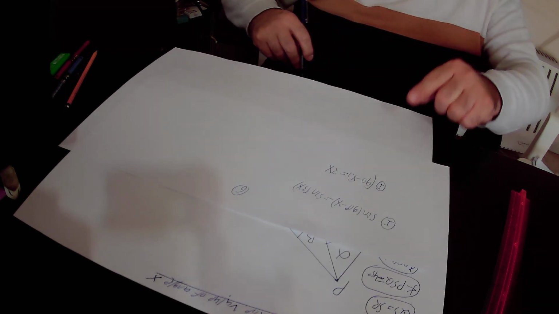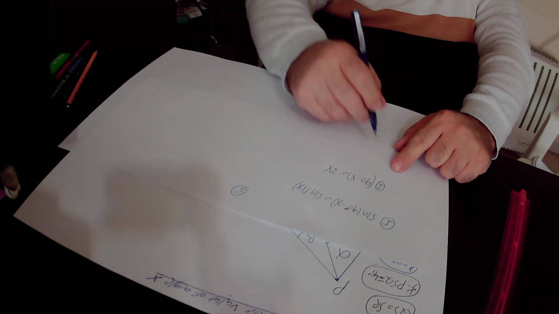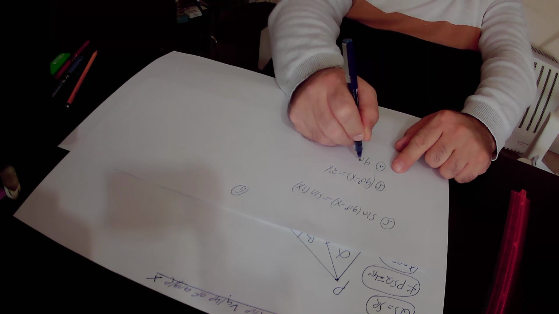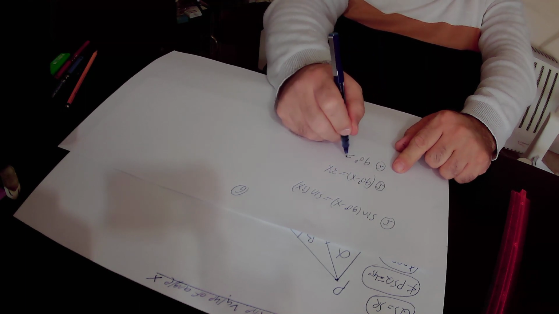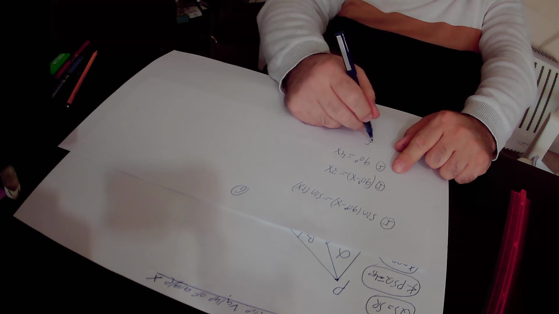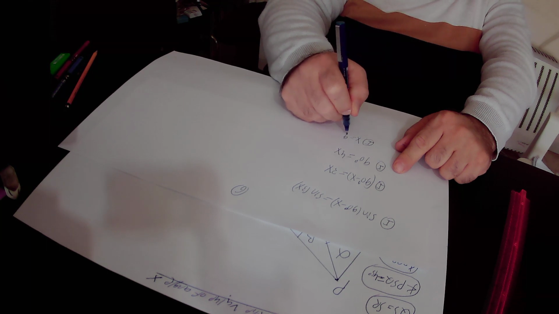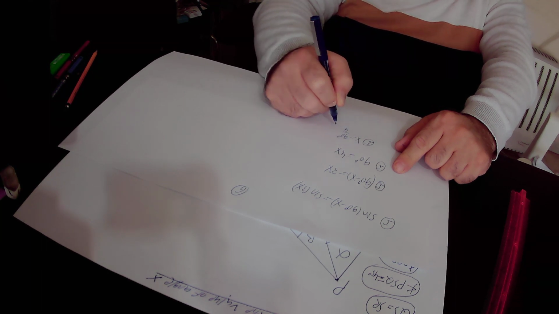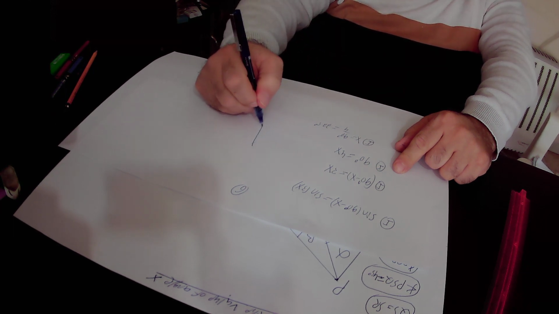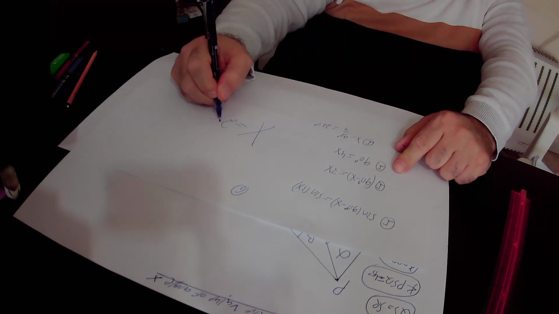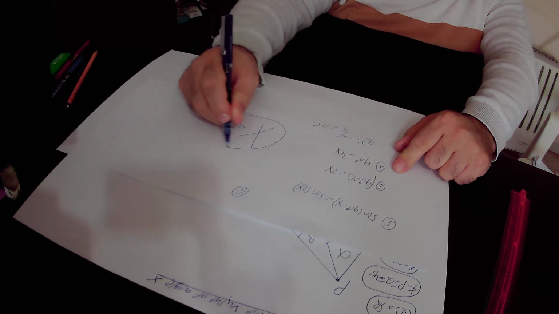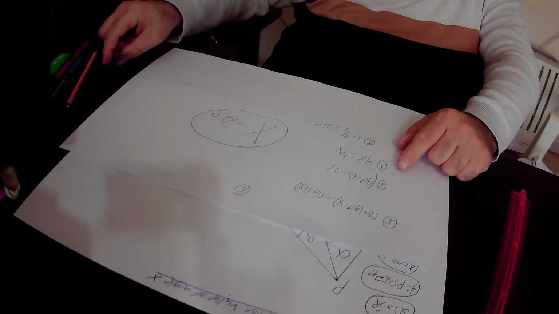Here we will add to this equation number 1 x, and we will get that 90 degrees equals 4x, because 3x plus x is 4x. Here we will divide equation number 1 by 4, and we will get that x equals 90 degrees over 4. 90 degrees over 4 is 22.5 degrees. So we found out that x equals 22.5 degrees. So we finished with the first method.